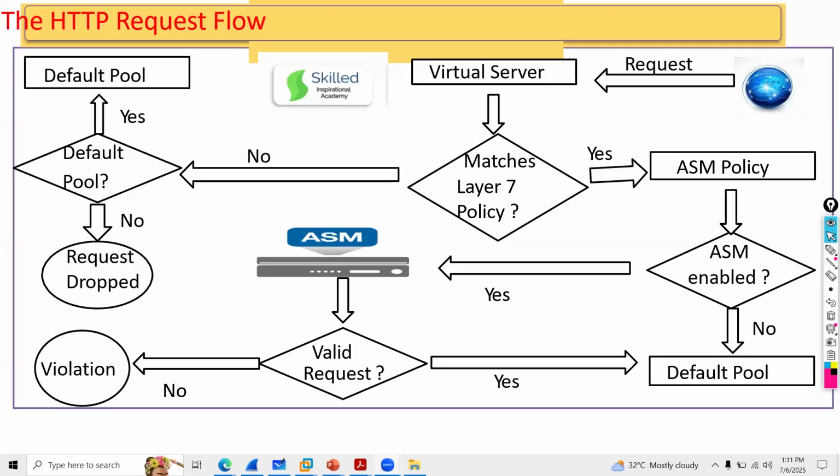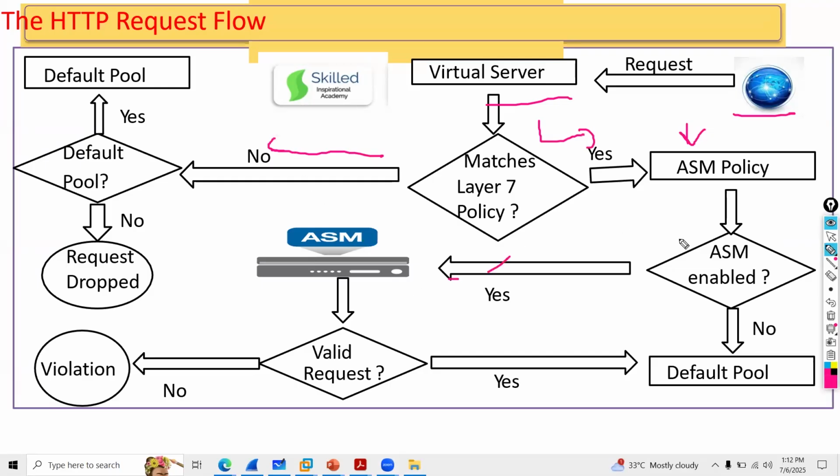Okay, so now I hope you understood what we talked about. The traffic flow was: client traffic comes. This picture I hope everyone has reviewed. Traffic comes from this client and you have a virtual server. If you have a layer 7 policy, it will go through the ASM policy. If not, then it will go directly to the server and you can access your application.